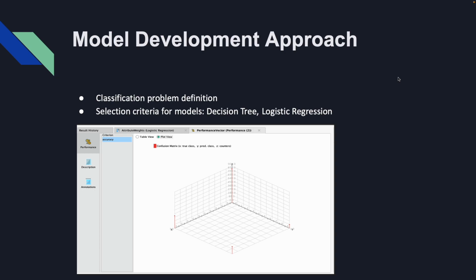In selecting the appropriate models for this task, I considered several factors. I opted for the decision tree and logistic regression due to their effectiveness in handling binary classification problems, their interpretability, and their ability to handle different types of data present in the dataset.